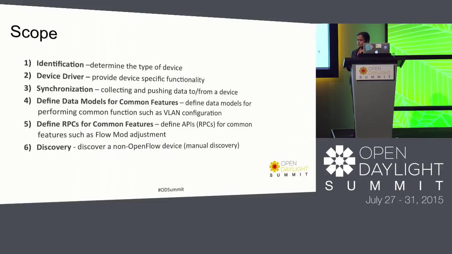So the scope is to define a data model for the configuration objects, and then define RPCs for flow mod drivers. In addition to these device drivers, we have also come up with manual discovery, which Gunjan will go over later in detail. This manual discovery is to discover non-OpenFlow devices by just giving the IP address, and then the discovery component will go ahead and identify the device.